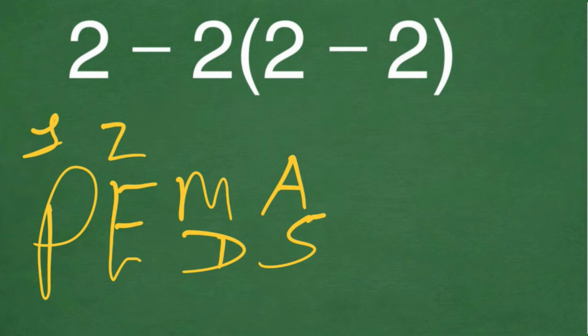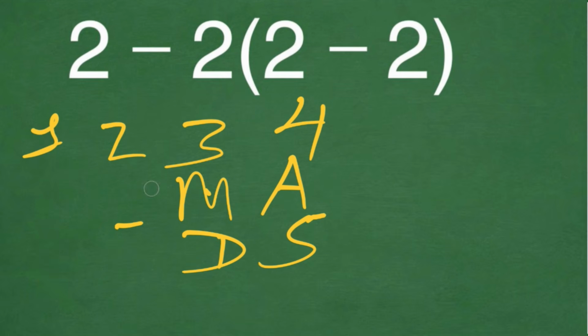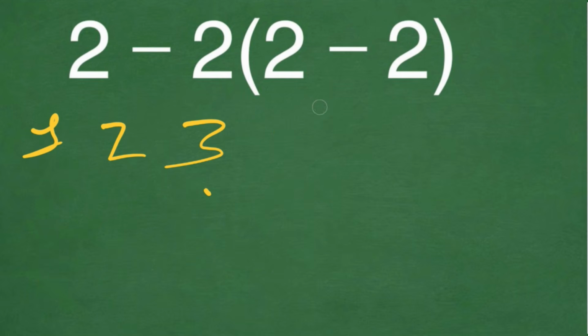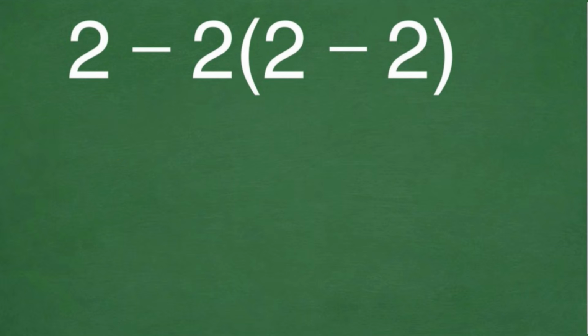And the third thing to solve is multiplication or division, right? And finally, we have to solve addition or subtraction. So this is the right order to solve. And if we solve subtraction before multiplication, that is wrong, right? This is wrong, and we have to solve multiplication before subtraction.